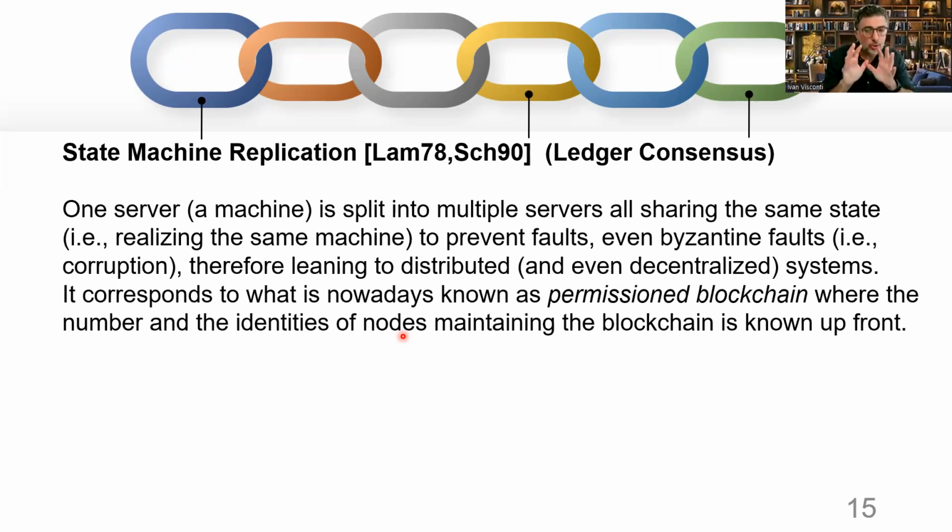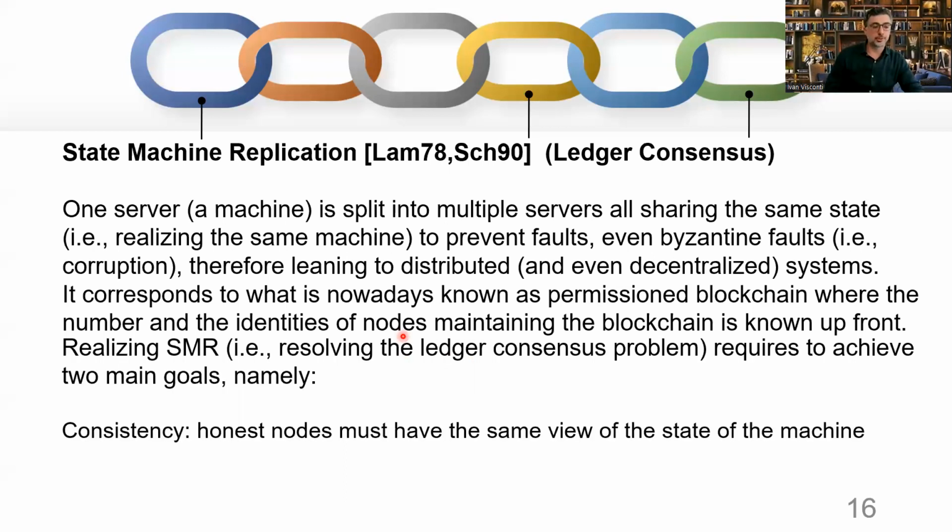Okay, so also the word consensus is used in several different ways. In particular, sometimes just Byzantine agreement is called consensus. So that's why here I add ledger consensus to mean state machine replication, to mean again what we want to achieve today, which is a blockchain: the state of a blockchain, an ordered sequence of transactions that is shared among multiple computers.